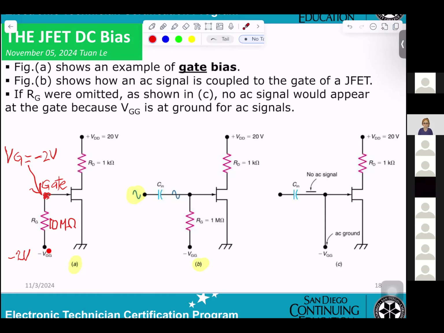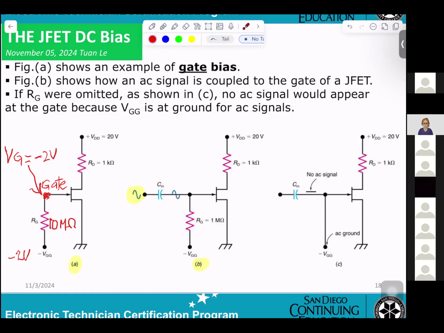And the resistance is too big, no current flow. That means no voltage drop across that resistor, so the voltage on the other side will be the same thing. Okay? You see that? If you don't have this resistance, it's okay, right? The voltage will be the same.